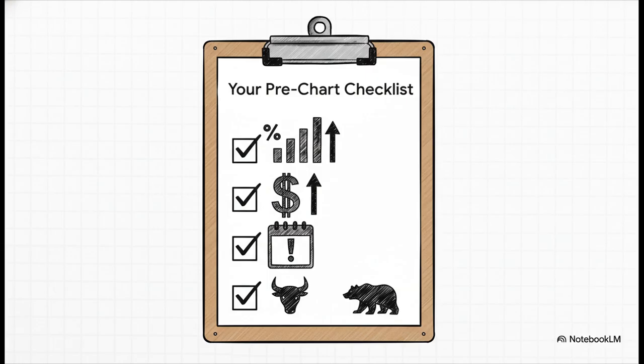Are those underlying drivers, yields and the dollar, actually moving? Is there a huge economic report about to drop and shake things up? And what's the overall mood of the market? This is your strategic roadmap.